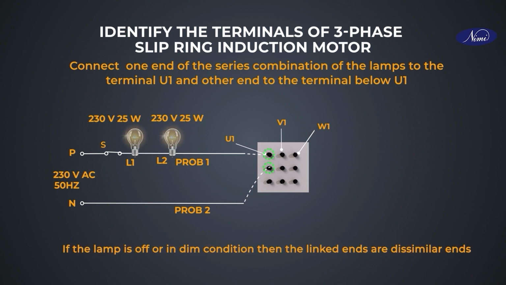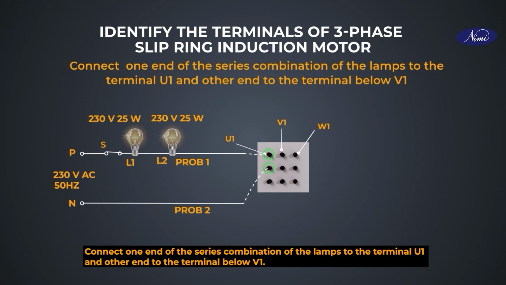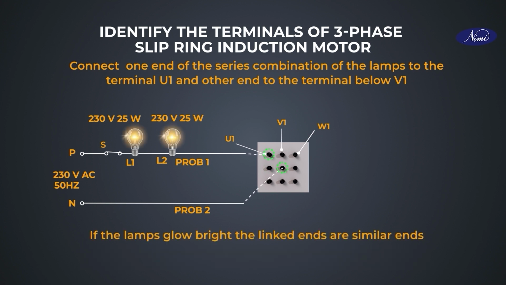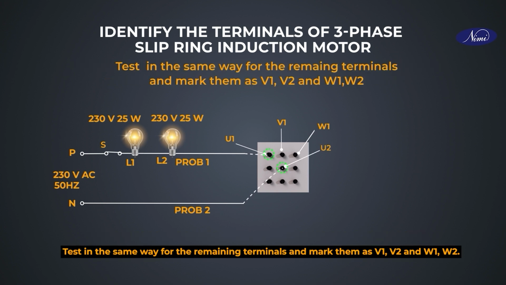If the lamp is off or in dim condition, then the linked ends are dissimilar ends. Connect one end of the series combination of the lamp to the terminal U1 and other end to the terminal below V1. If the lamp glows bright, the linked ends are similar ends. The similar ends are named as U1 and U2. Test in the same way for the remaining terminals and mark them as V1, V2 and W1, W2.